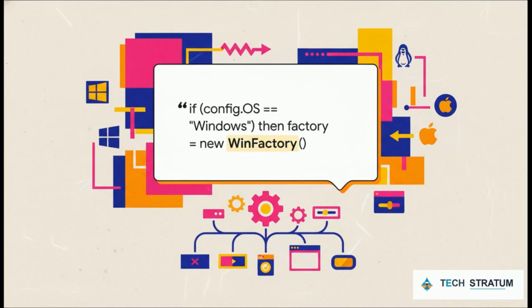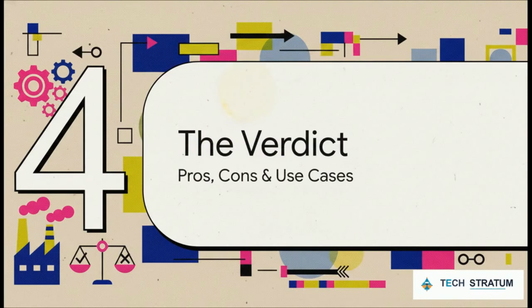So you're probably wondering, where does the decision get made? It happens right at the very beginning. When the application boots up, a tiny piece of initialization logic checks the environment, sees, hey, I'm running on Windows, and creates a new WinFactory. That single decision, made only once at the start, dictates the entire look and feel of the UI for the app's whole runtime.